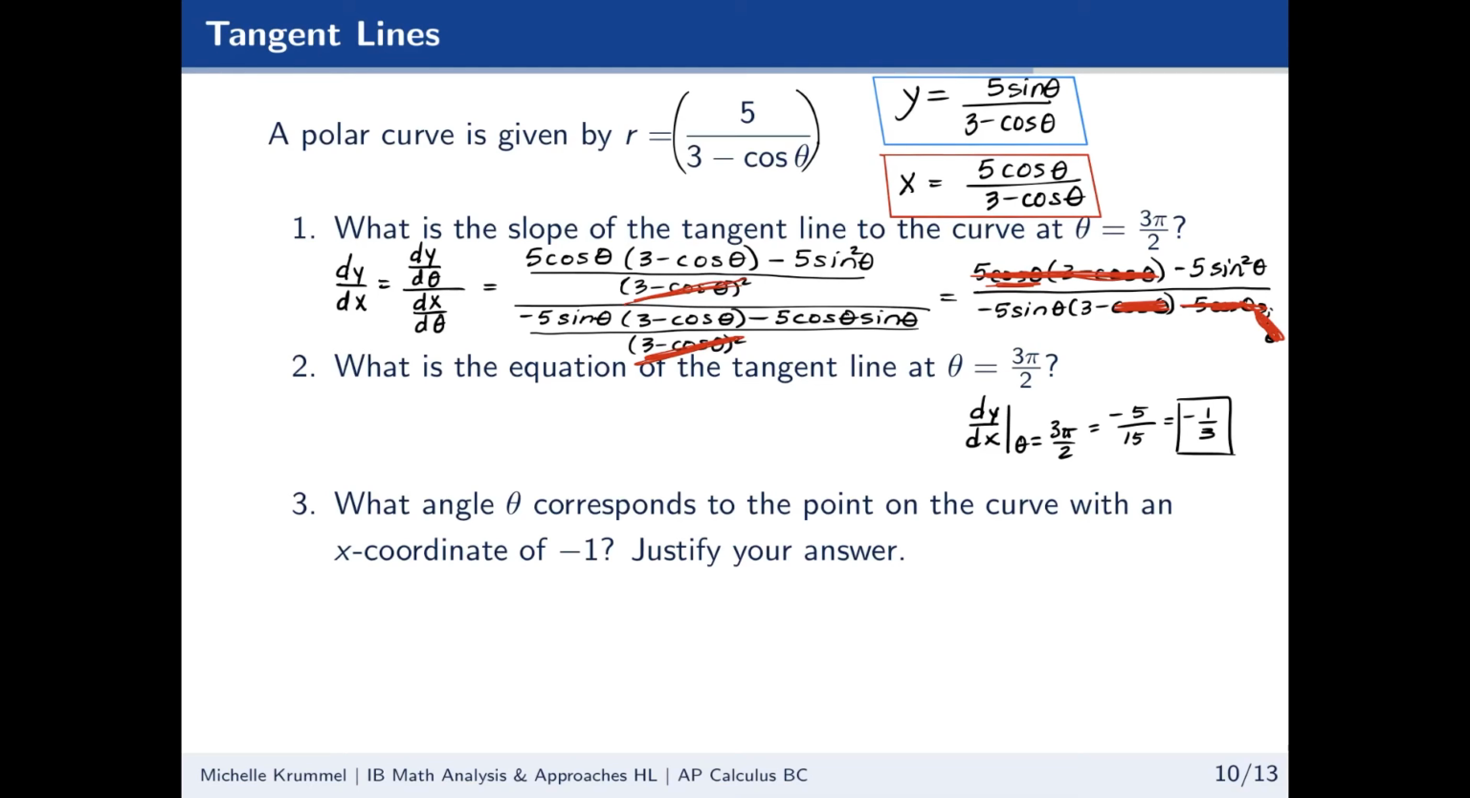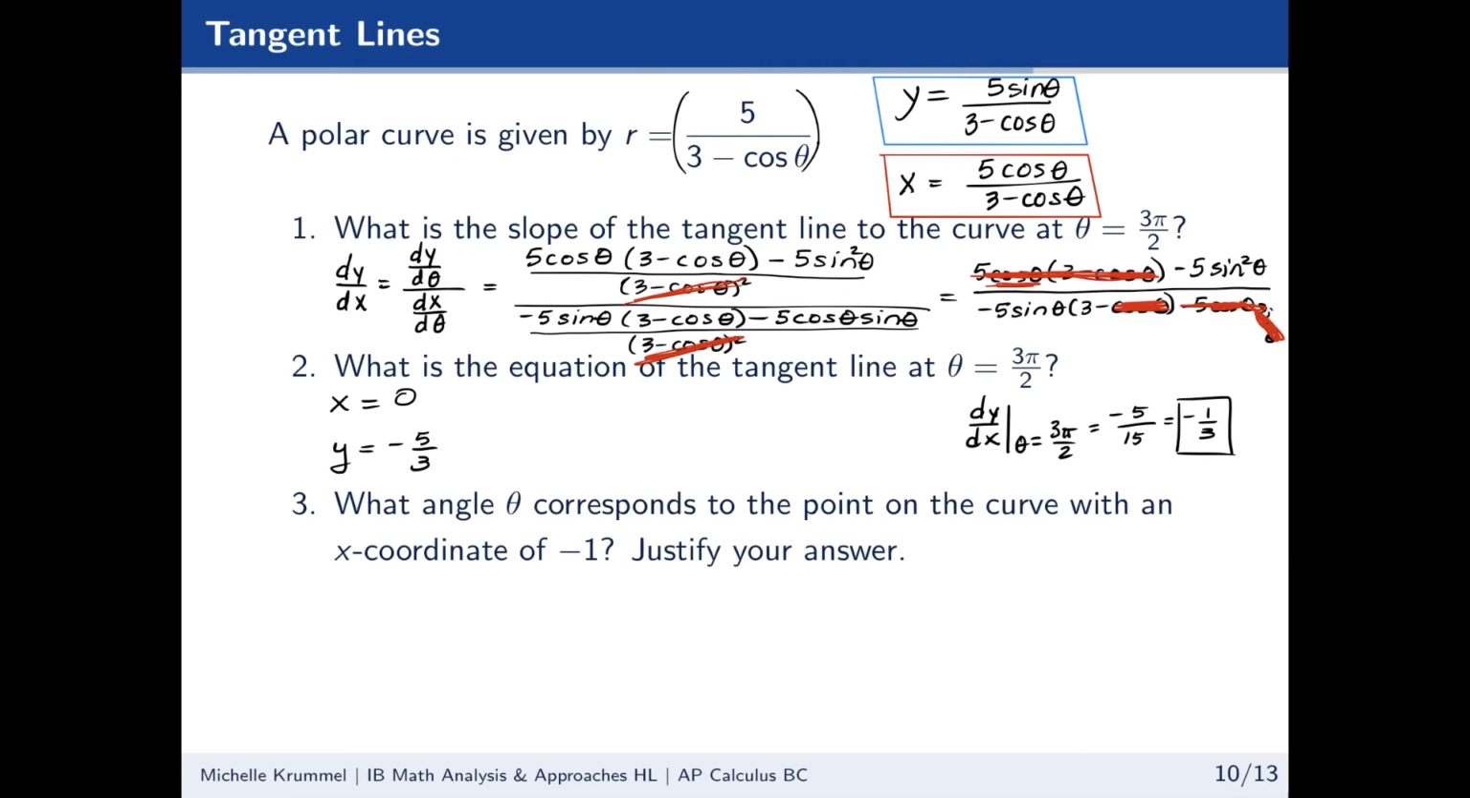Well, we know the slope of the tangent line, so that's a good start, but now we need to know the point of tangency in rectangular or Cartesian form. So I need to know what does x equal and what does y equal when theta is 3 pi over 2. So let's go back to that x equation and substitute 3 pi over 2 in for theta. We know the cosine of 3 pi over 2 is 0, so the x coordinate is 0 over 3. 0 over 3 is just 0. The y-coordinate will be 5 times negative 1, so negative 5 over 3.